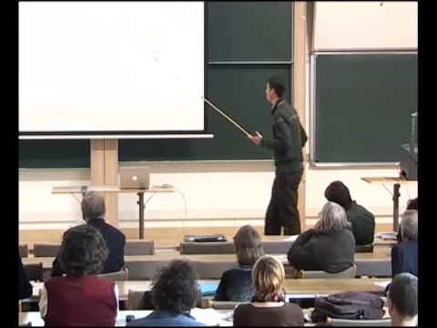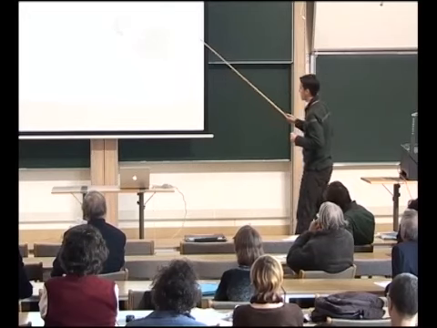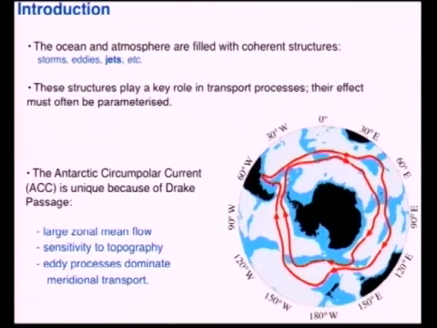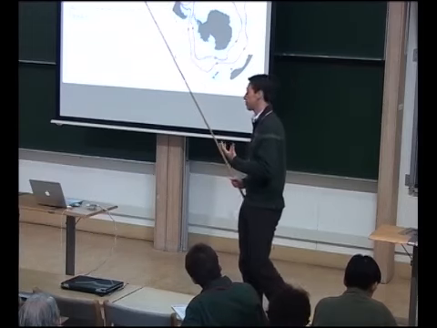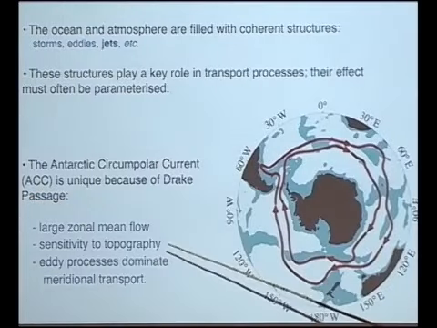Now, because these structures are typically on the scale of or smaller than the grid scale of large ocean circulation or climate models, their effects generally need to be parameterized. Now, one region of the ocean where this is especially true is the Antarctic circumpolar current. Peter's mentioned this, and I'm just showing it schematically here in red. And it's a unique current because in the latitudes across Drake Passage here, there are no continental boundaries, and so you have a circumpolar flow.